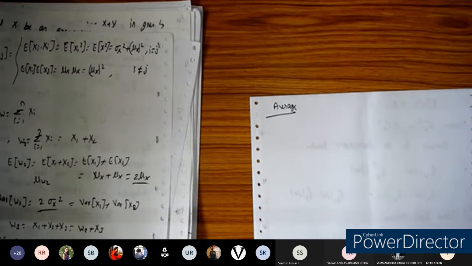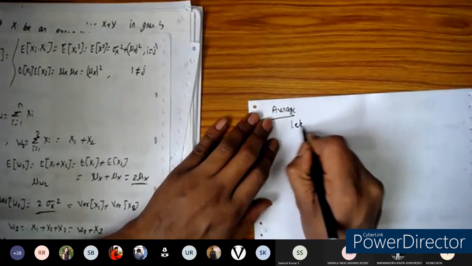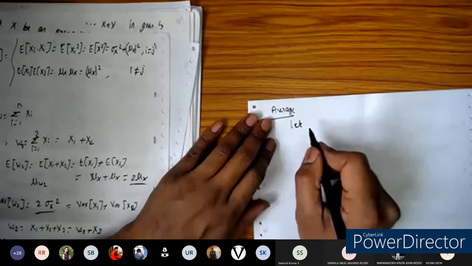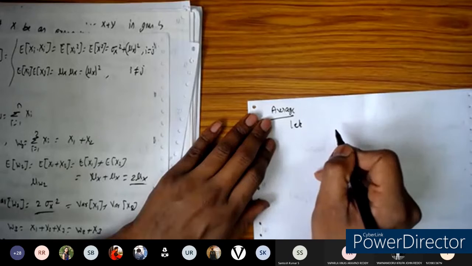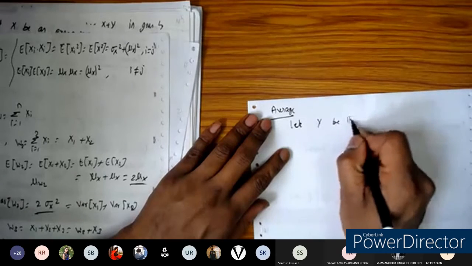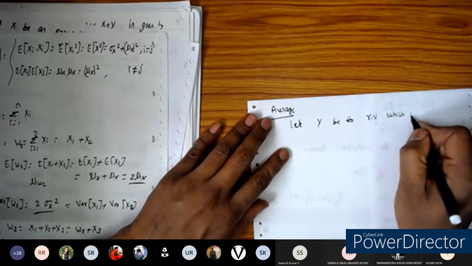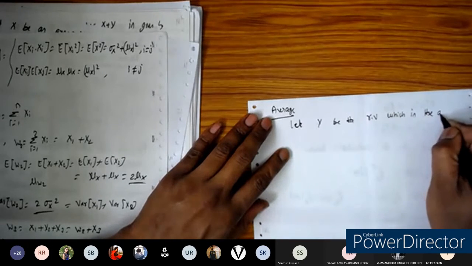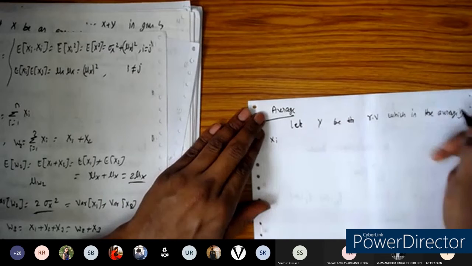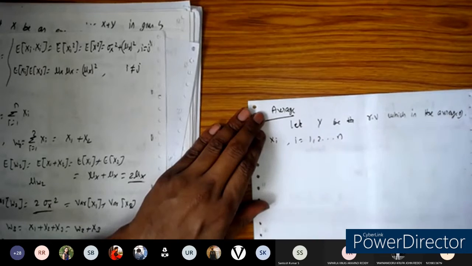Right, so let Y be a random variable. I'm going to introduce a new random variable, where the average random variable Y is considered as the average of the random variables X. So let Y be the random variable which is the average of Xi, where i is equal to 1 up to n.